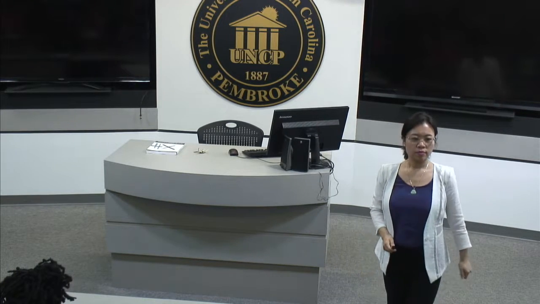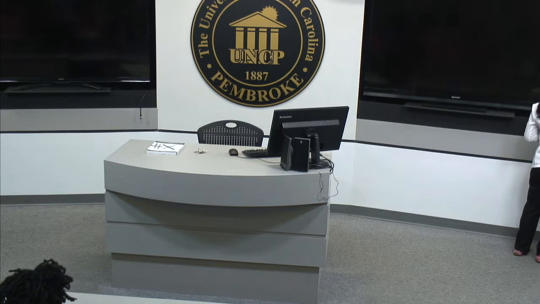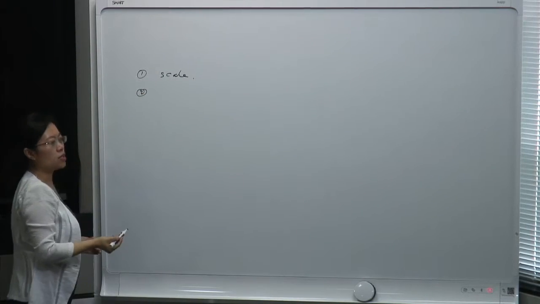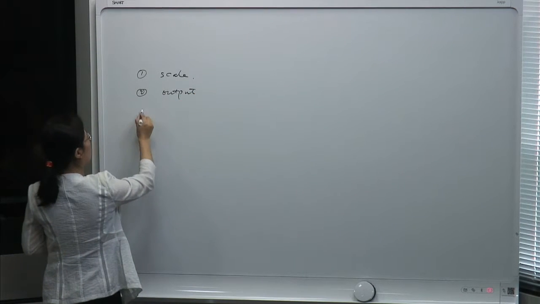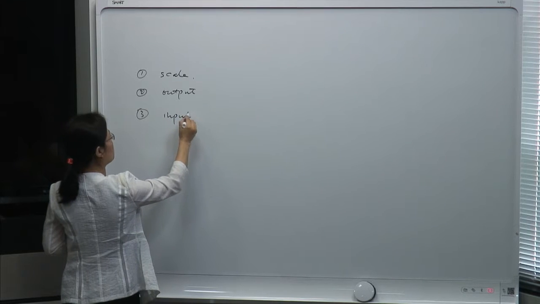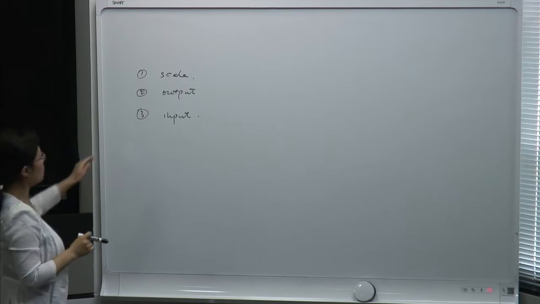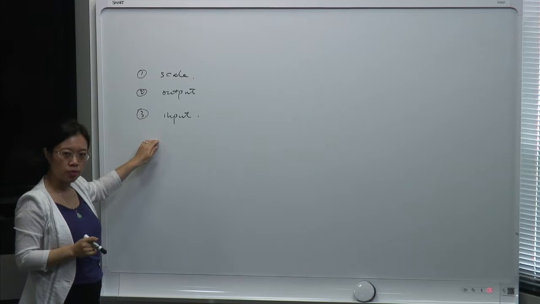Scale, output. Very good. Okay. The first major decision is scale. The second major decision for the firm is output. And the third one is the input. Okay. So chapters 7 to 9 talk about how the firm determines the optimal scale, optimal output, and optimal input.